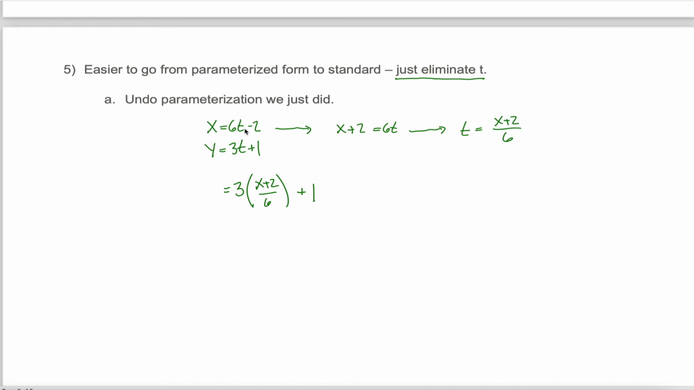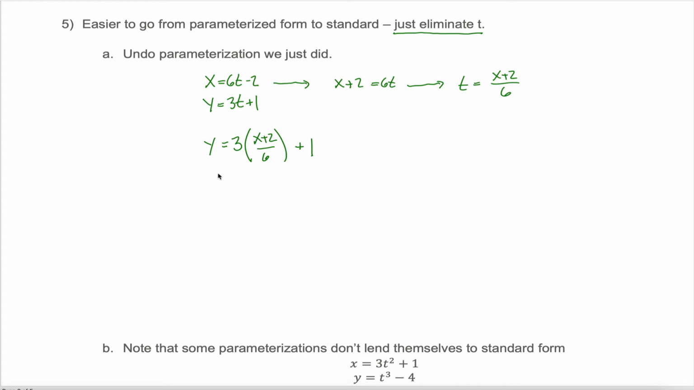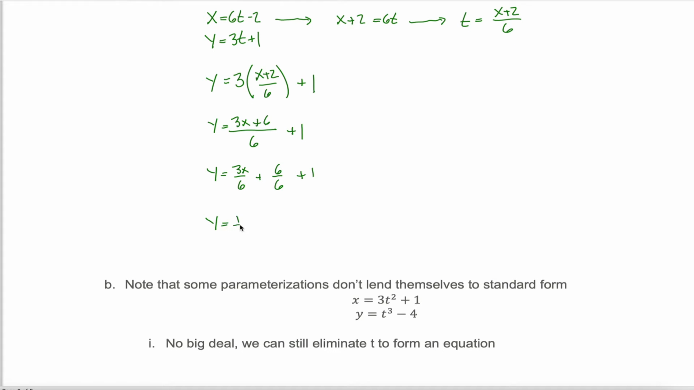I have two equations. I use one of them to solve for my parameter t. I substitute that in for t into the other equation to eliminate that parameter t. What I now have is an equation that gives me the y coordinate in terms of the x coordinate. You could stop right here, but you might as well simplify things a little bit. If I take this 3 and distribute it through the parentheses, I get y equals 3x plus 6 over 6 plus 1, which I could think of as y equals 3x over 6 plus 6 over 6 plus 1, which I could think of as y equals 1/2 x plus 1 plus 1. In other words, y equals 1/2 x plus 2.